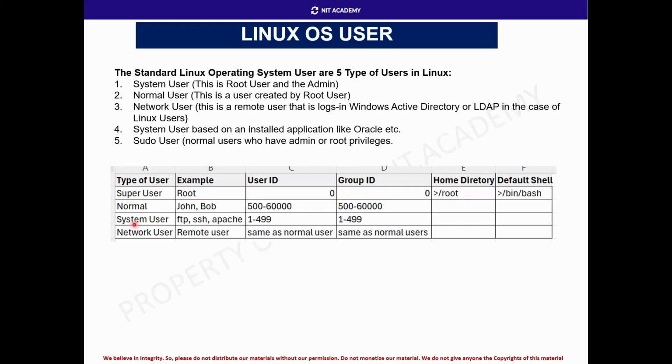Then you have the system users, like when you talk about Oracle, Apache. So where do you get this value from, right? That's what we're gonna see coming up. So you have normal users. This is a user created by root. Network users that log into Windows Active Directory or LDAP. Don't worry about that, nobody's gonna ask you. So we're not too concerned about item 3. We will see item 4 when we do our projects.